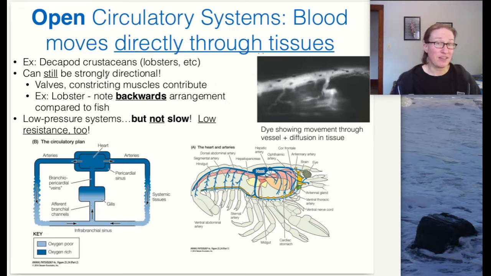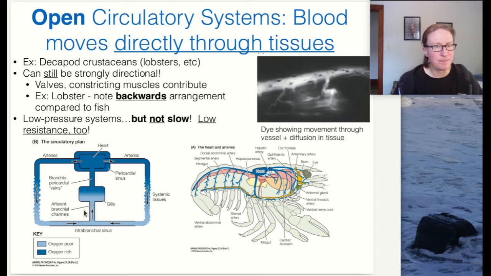And in spite of the fact that blood doesn't stay in vessels, this blood movement can still be strongly directional, and that can be managed by a combination of valves and how muscles constrict.